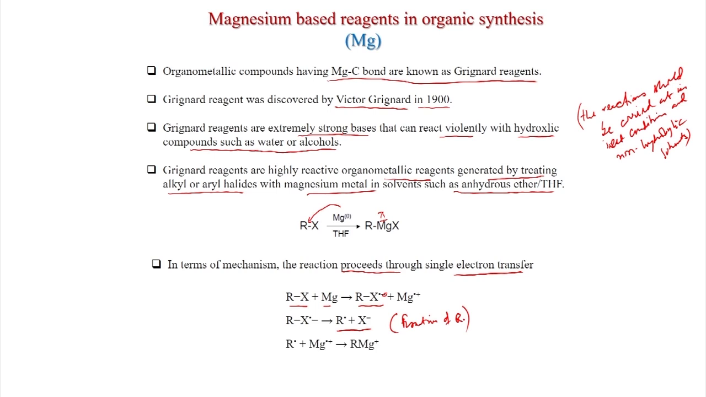Then this R dot reacts with this magnesium radical cation, Mg dot plus, to generate RMg plus, and now this is the last step. This is the electrophilic species, this is the nucleophilic, so just an addition reaction happens, and RMgX is formed.